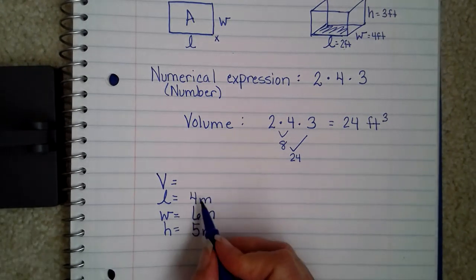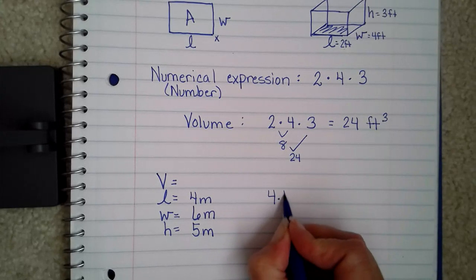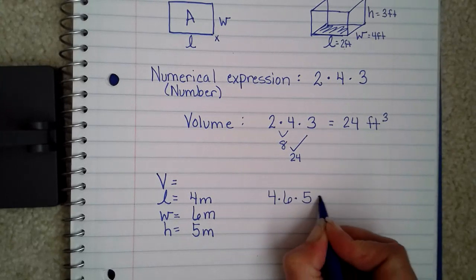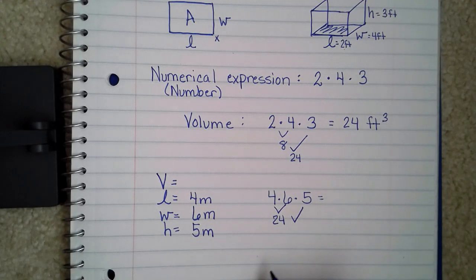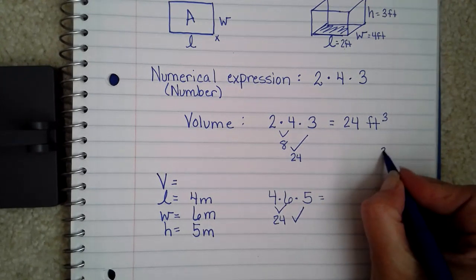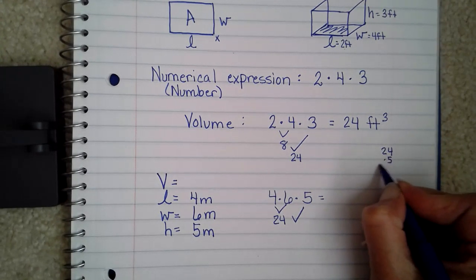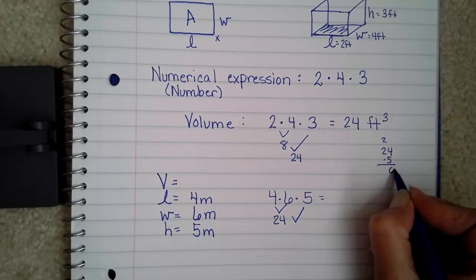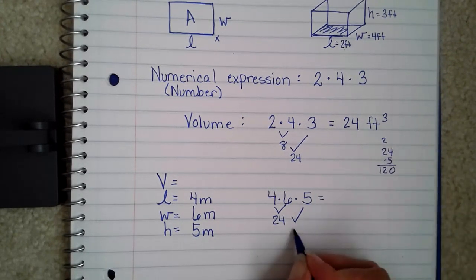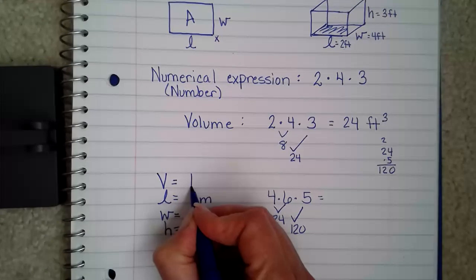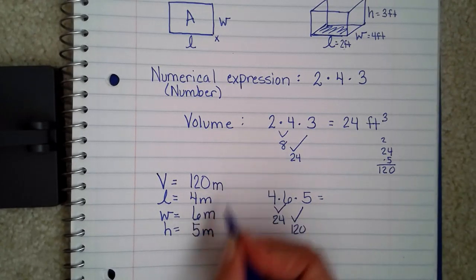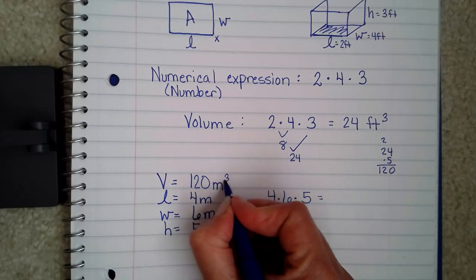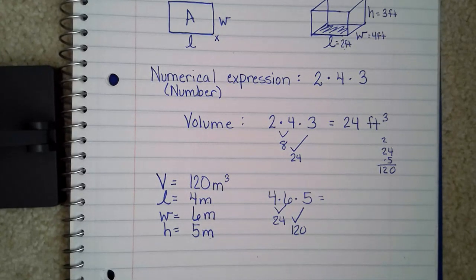So we would do 4 times 6 times 5. 4 times 6 is 24 times the 5. So I would go ahead and off to the side do a 24 times 5 because I don't know that off the top of my head. And I get 120. So my answer is 120, and then I have to label it. Three-dimensional, 3 M's, so M cubed.